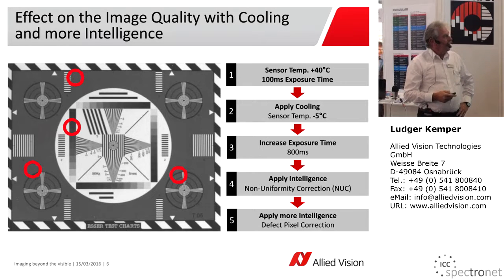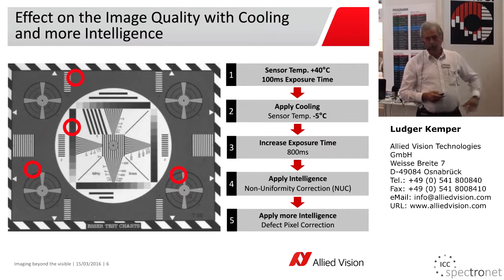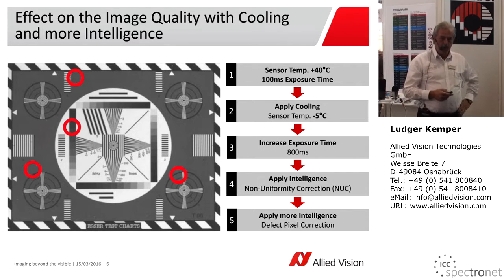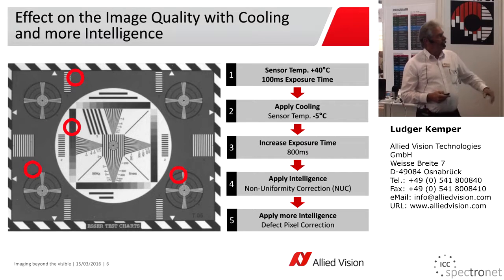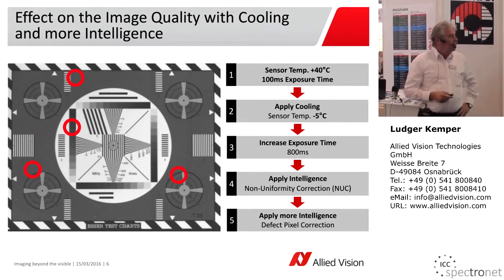If you now use the non-uniformity correction, then you have no noise and no fixed pattern noise in the image. And when you have done the defect pixel correction, you also correct the defect pixels inside the image. And so those are the functions that are necessary for InGaAs sensors.